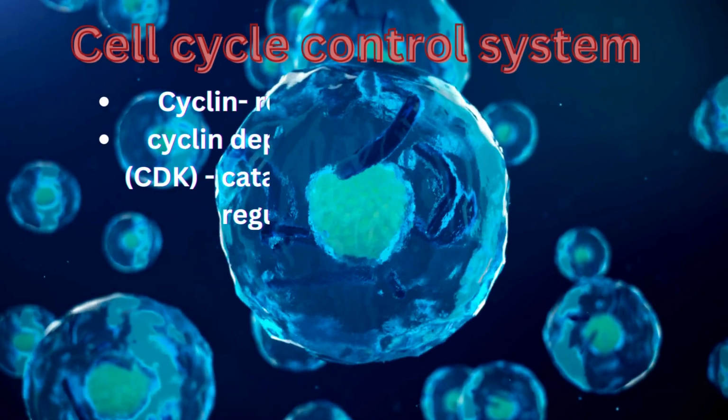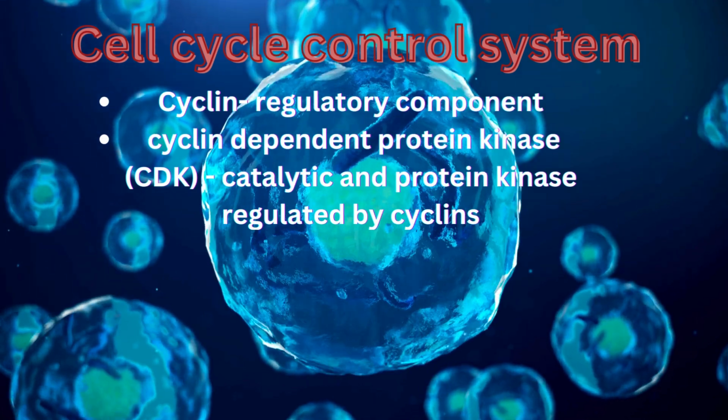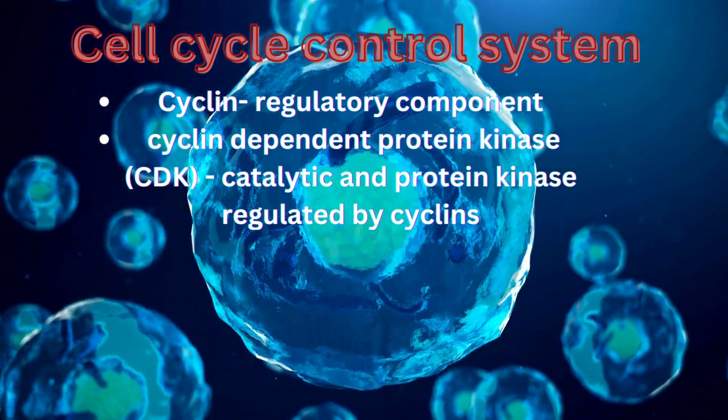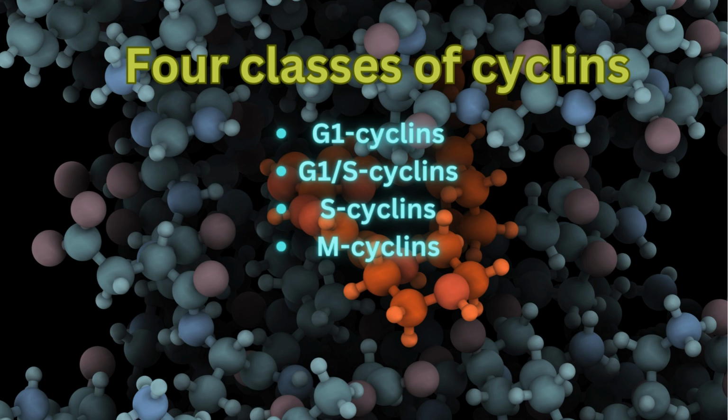In cell cycle control system, cyclin acts as regulatory component. Cyclin-dependent protein kinase, CDK, is catalytic and protein kinase regulated by cyclins. There are four classes of cyclin, each defined by the stage of the cell cycle at which they bind CDK and function. They are G1 cyclins, G1/S cyclins, S cyclins, M cyclins.